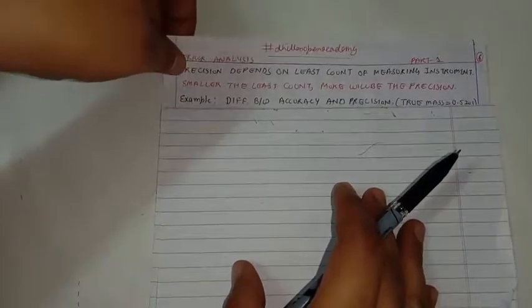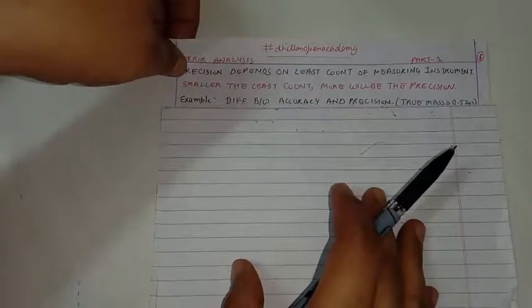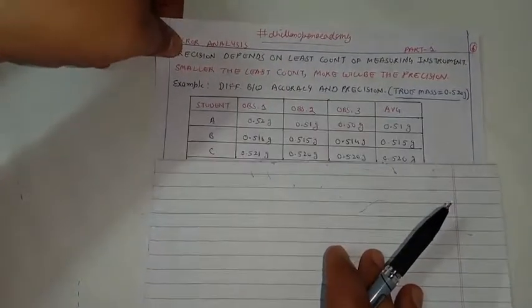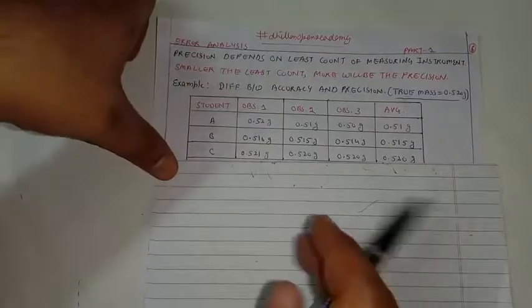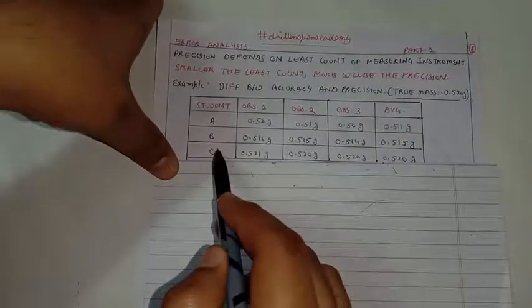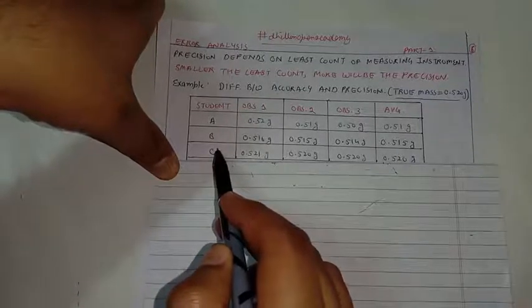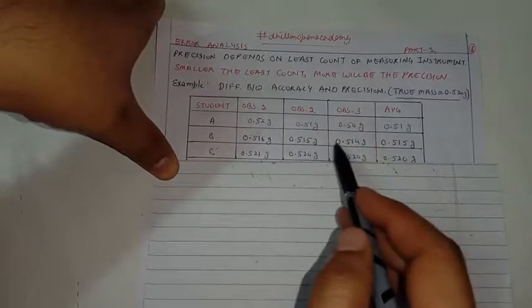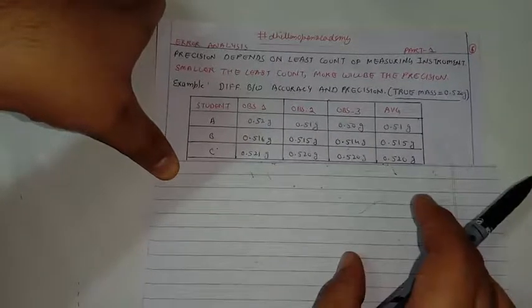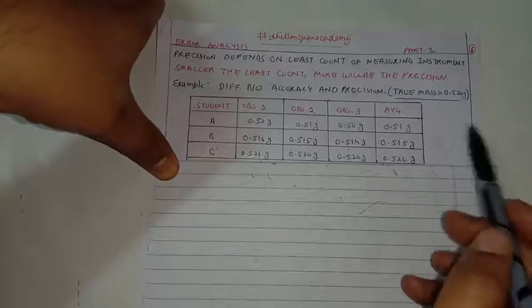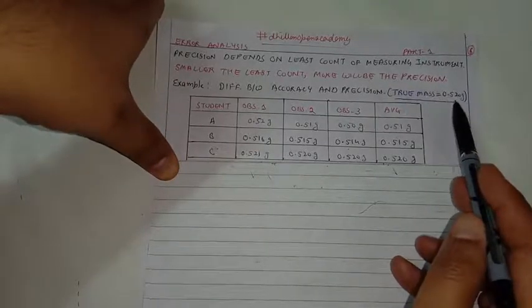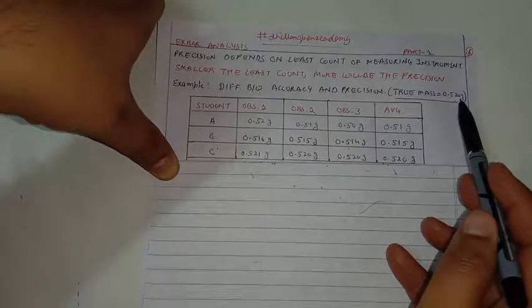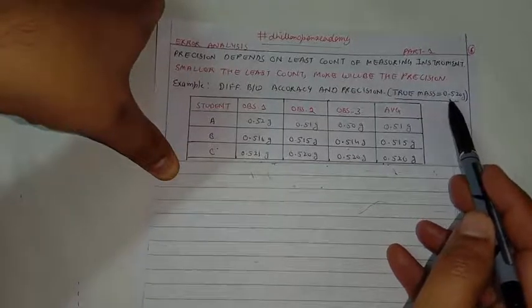So in order to understand the difference between accuracy and precision, we have an observation table where three students have measured the same mass 3 times each, and they have expressed their result in this table. We suppose that the true mass of the object which was measured by these three students was 0.520 gram. This is the true value of the mass.